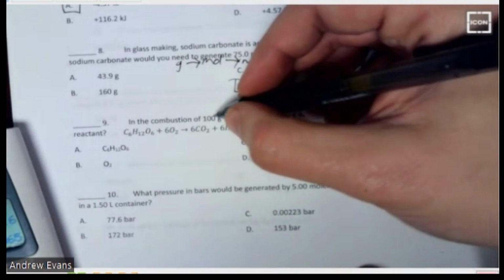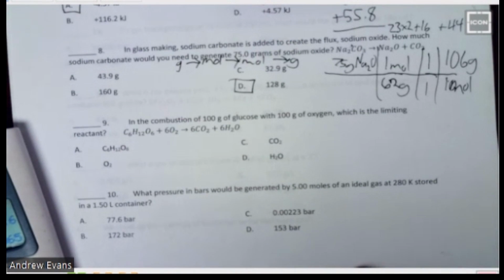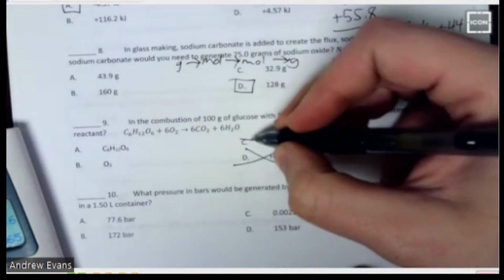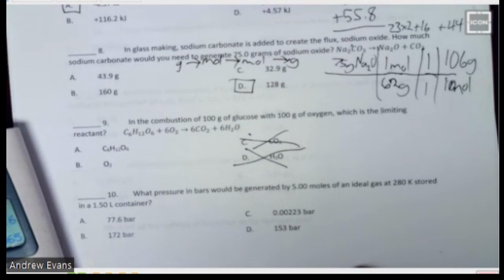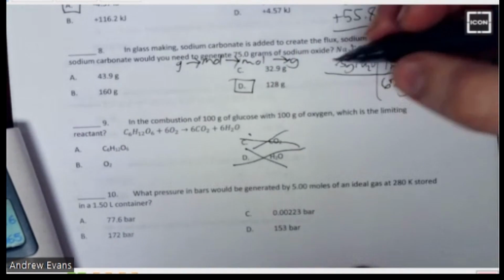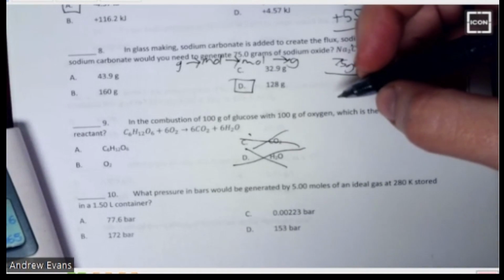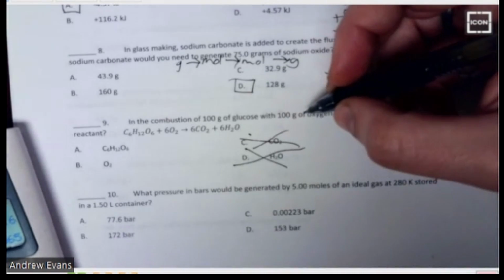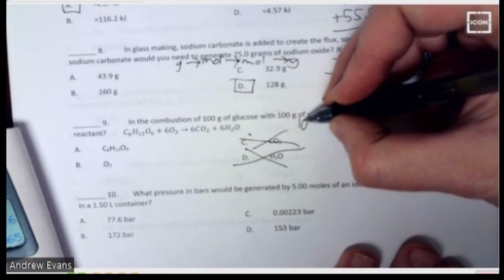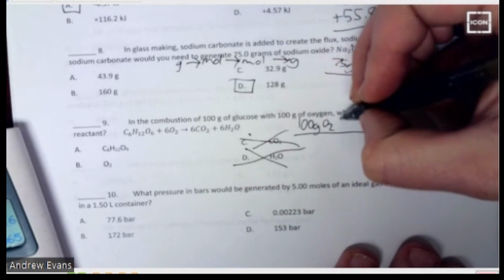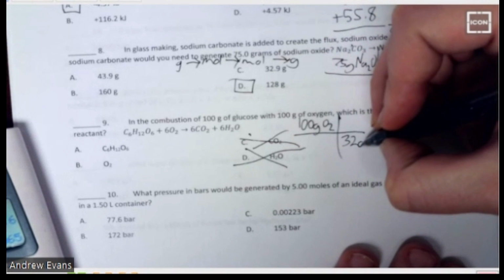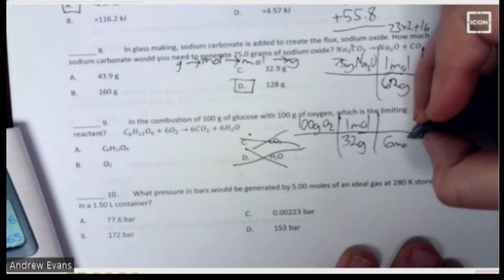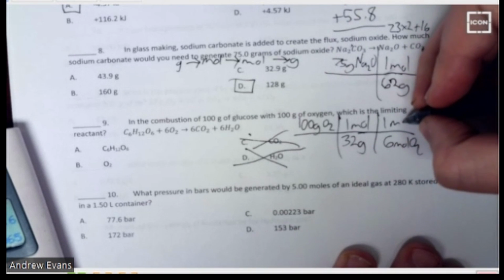In the combustion of 100 grams of glucose with 100 grams of oxygen, which is the limiting reagent? So right off the bat, can't be those guys. Those are products. Limiting reagent means reactant. So how much glucose would 100 grams of oxygen react with? I'm turning grams of oxygen to grams of glucose. 100 grams of oxygen. Oxygen is 32 grams in 1 mole. For every 6 moles of oxygen, we need 1 mole of glucose.